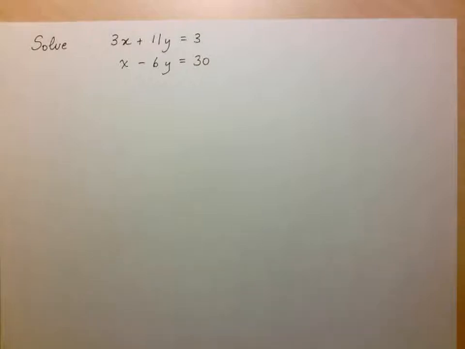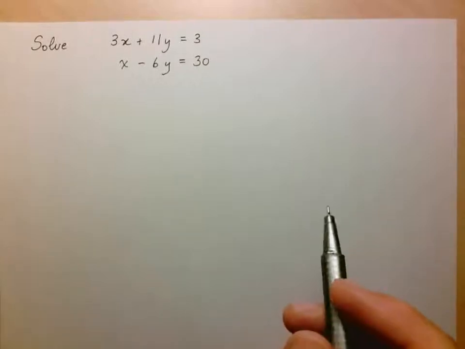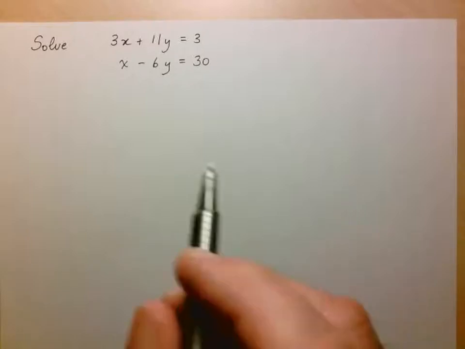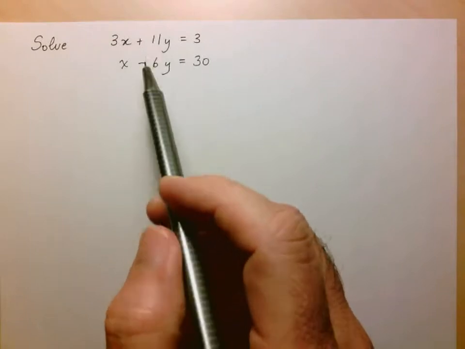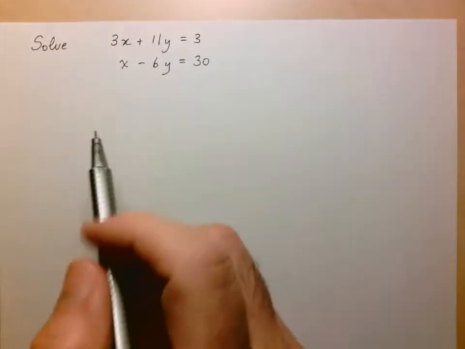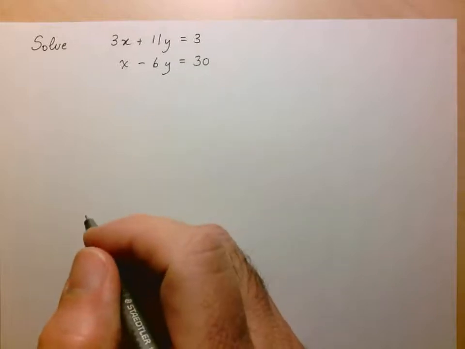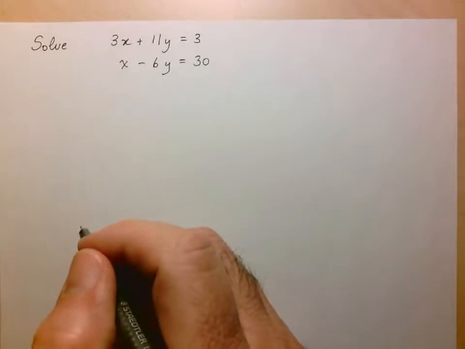Hi folks, we're going to take a look at a first example of solving a system of linear equations algebraically. This can also be seen as finding the point of intersection between these two lines, since both of these equations geometrically represent a line. So let's see how we can go about doing this.